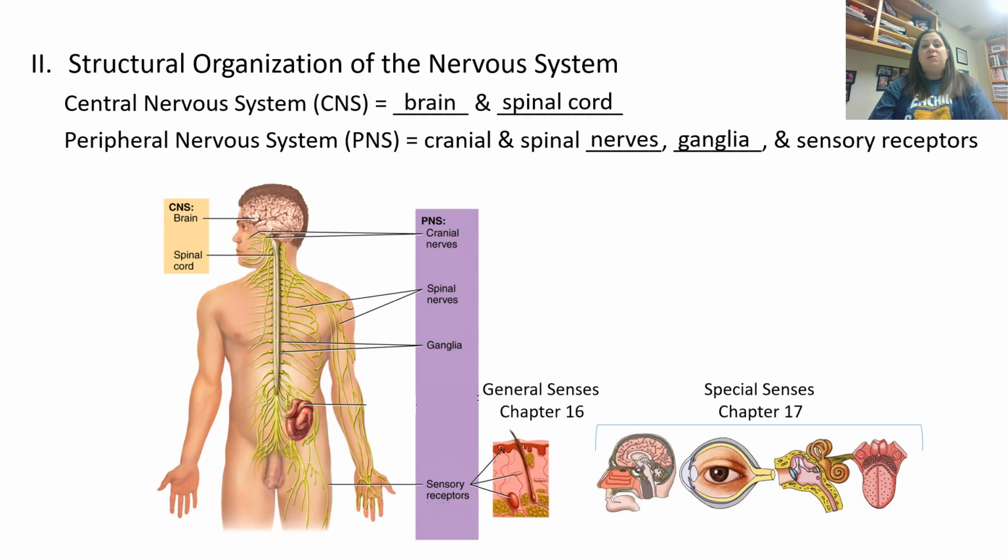Now, these sensory receptors will be talked about later in Anatomy 2, where we're going to focus in on the general senses and then also the special senses. When we look at this, we see that they are still part of the sensory receptors, and they are going to be part of the peripheral nervous system.